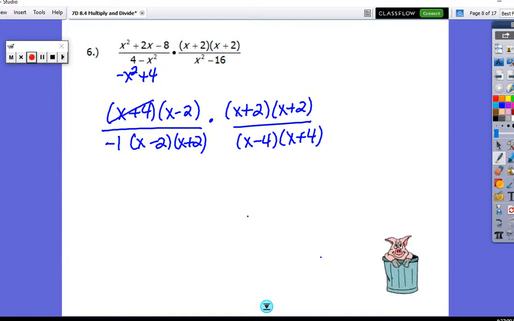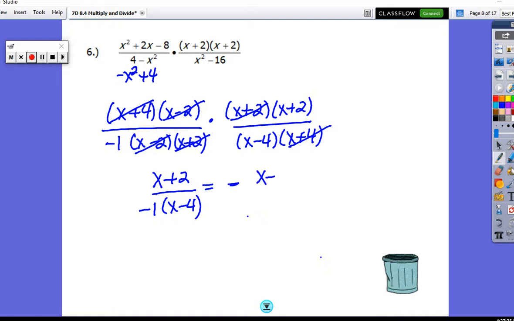I have an x plus 4 top and bottom. I have an x minus 2 top and bottom. And I have an x plus 2 top and bottom, which leaves me with x plus 2 on the top and negative 1, x minus 4 on the bottom. So pull the negative out front. And don't be tempted to cross out those x's.